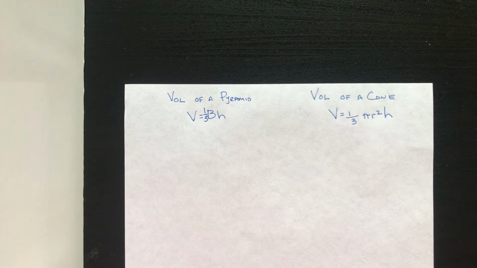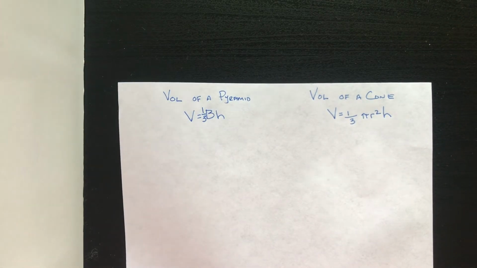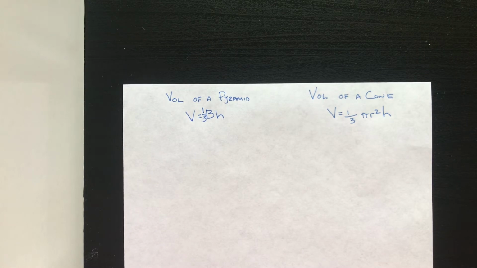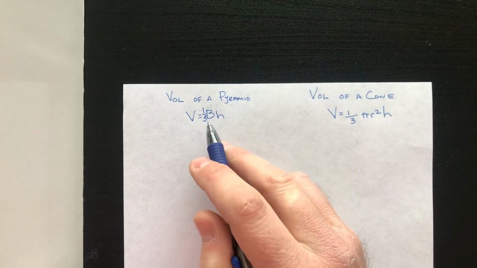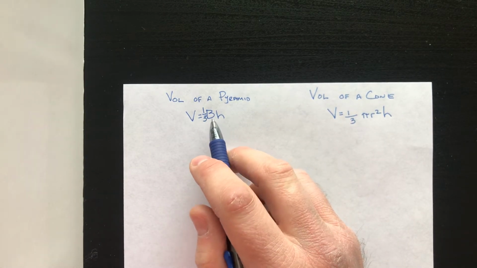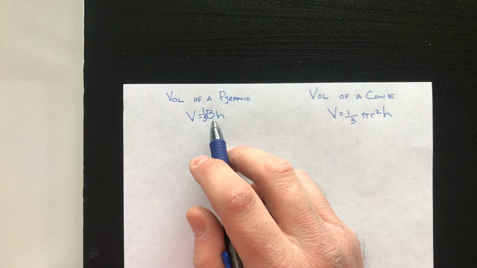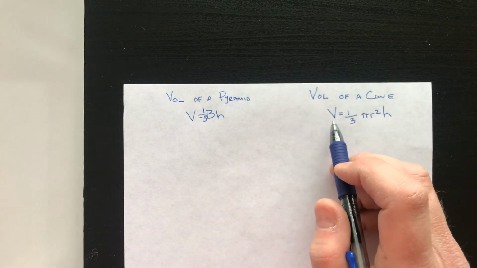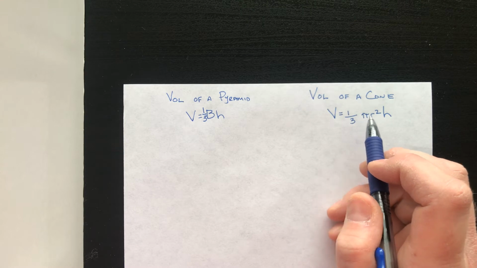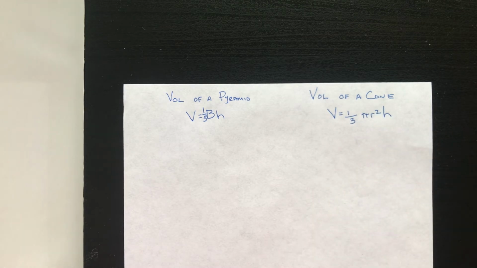All right, geometry crew. We are learning volumes of pyramids and cones today. Once again, I believe that this is a pretty simplistic section. The formulas are the same. Volume of a pyramid is 1/3 capital B, which is area of the base, times the height. Volume of a cone is 1/3 pi r squared times the height. Okay? And I'm going to do a couple problems.